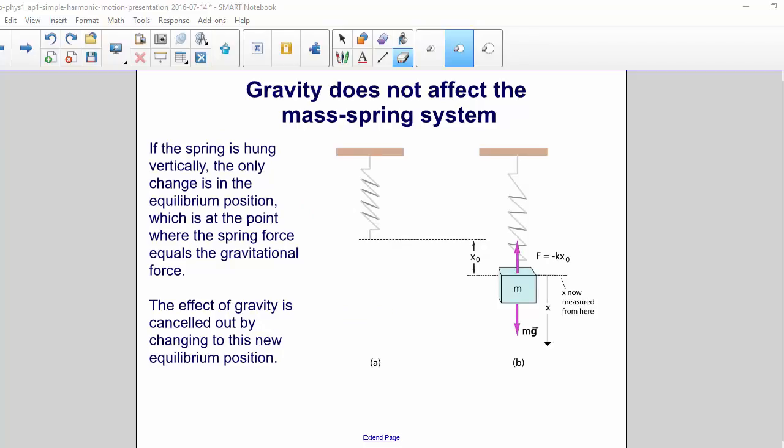Gravity does not affect the mass spring system. If the spring is hung vertically, the only change is in the equilibrium position, which is at the point where the spring force equals the gravitational force. The effect of gravity is canceled out by changing to this new equilibrium position.